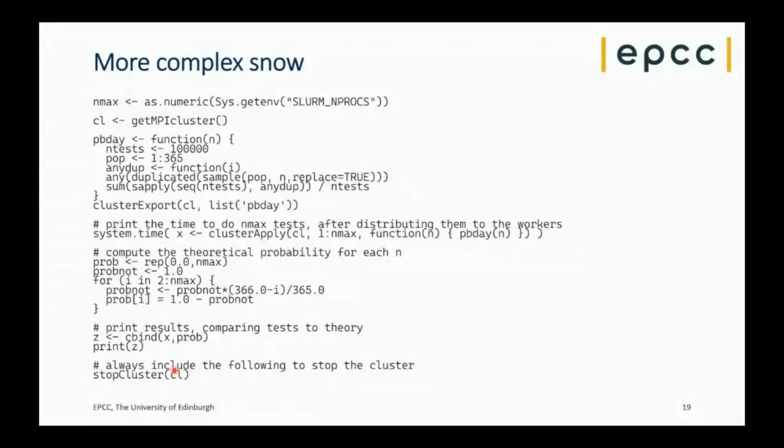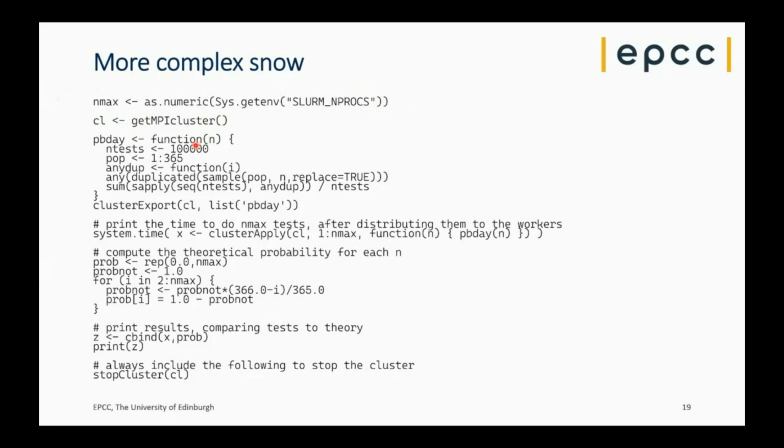There is a lot more you can do. There's a lot more configurations and functionality that is available for it, including integrating with things like the Slurm environment to pick up the number of workers we have automatically. So that's what we're doing here: nmax equals as.numeric(Sys.getenv("SLURM_NPROCS")). So basically this is just saying how many workers do I have when I run.